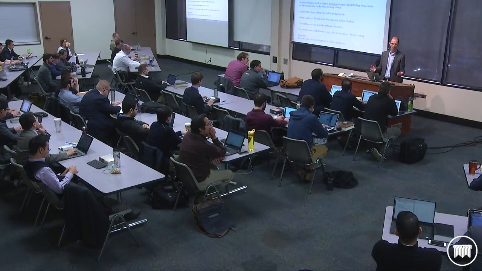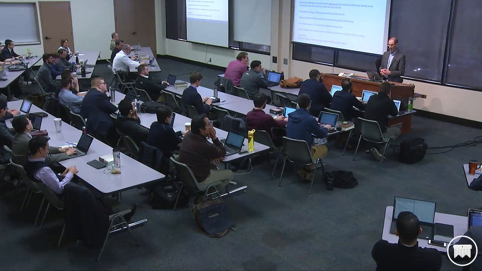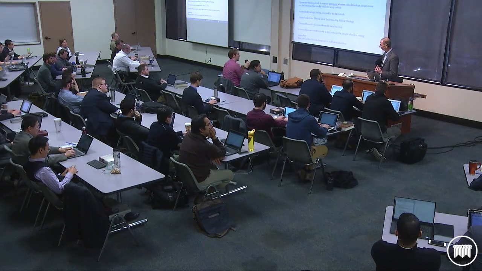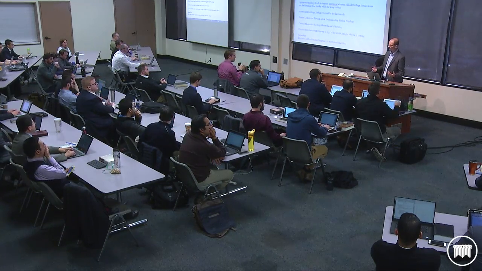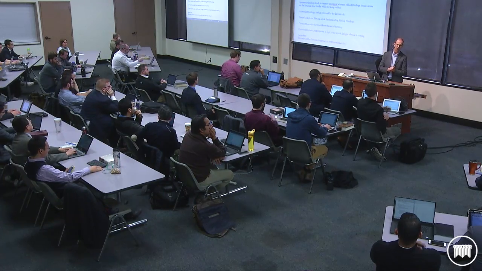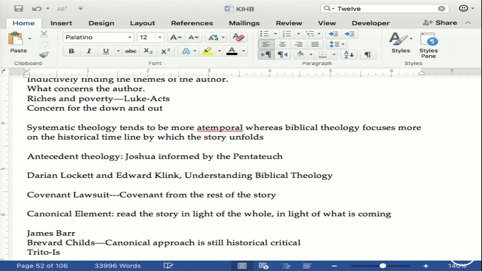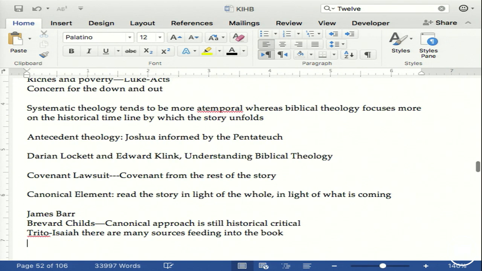Now, of course, in one sense, we're all historical critical. That is, we read in historical context, and if critical means exercising wise judgment, we all do that. But as a shorthand, I'm using historical critical here in the sense that he buys into the typical view of the tradition that's found in Old Testament scholarship. So, for example, if you read Childs's biblical theology, he might say, well, actually, historically, it's Trito-Isaiah. And he might say there are many sources feeding into the book. But then he'll say, but let's read the book as a whole anyway. Let's read it as a canon.